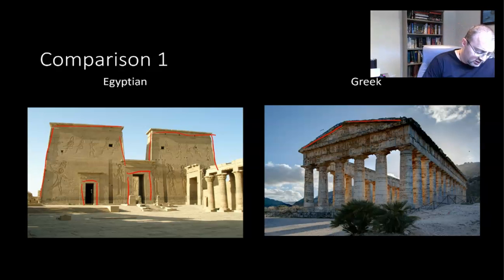Okay, another thing I was hoping you'd pick up is the size of the columns. The Egyptians have similar forms in the columns, but they tend to be a lot smaller. The Greek columns make the building appear significantly larger, and that provides significantly more space.